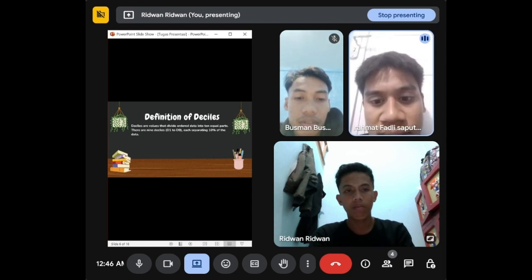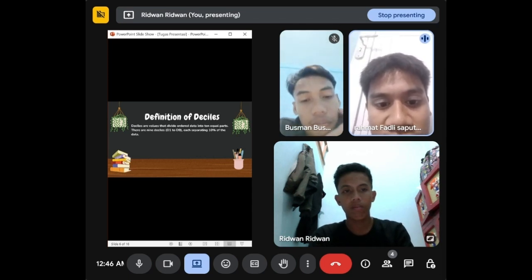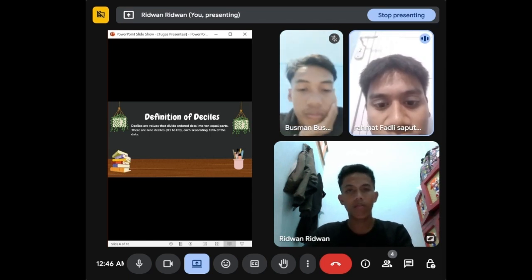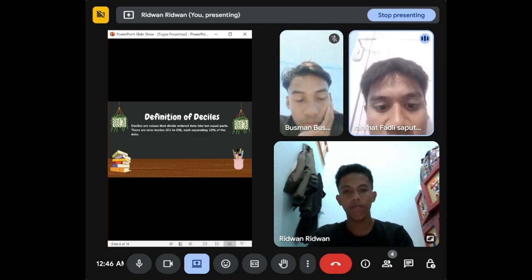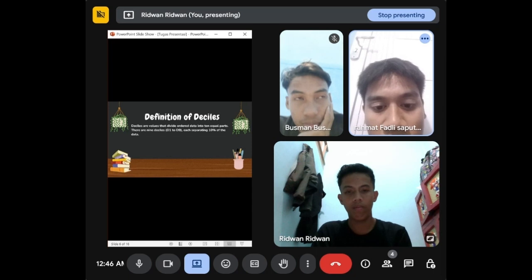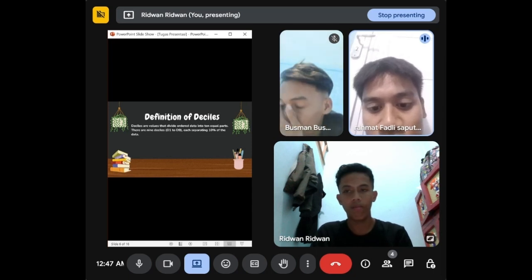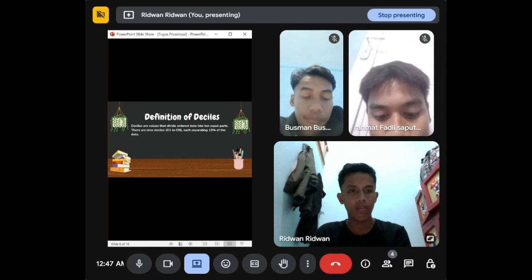Definition of deciles. Deciles are values that divide ordered data into ten equal parts. There are 9 deciles. The 1st to the 9th deciles separate the data into 10% portions up to 90% of the data.